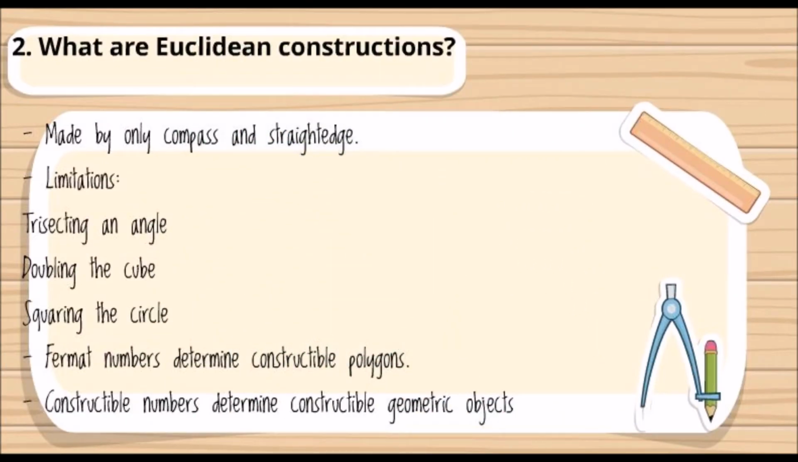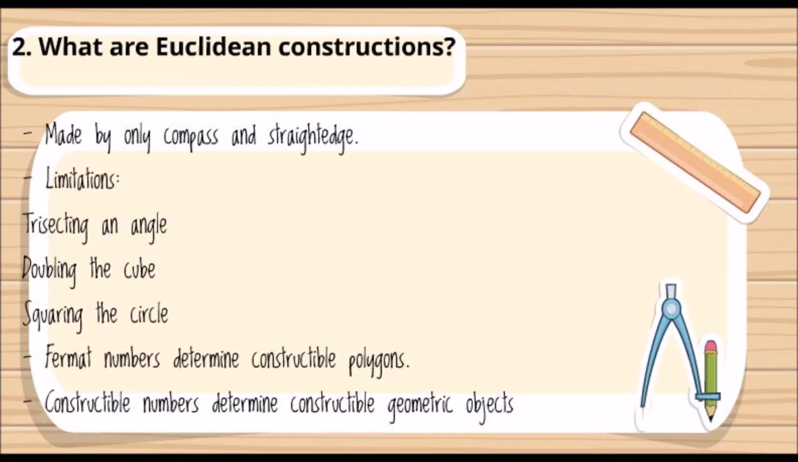The next question to be answered will be, what is Euclidean construction? These constructions were done using only compass and straight edge. A construction in geometry means to draw geometric objects such as lines, points, circles, and its combinations. Its combinations include intersecting lines, perpendicular lines, parallel lines, angle bisectors, midpoints, and bisectors of line segments. Fermat numbers help determine constructible polygons. Polygons with vertices that are Fermat numbers are considered constructible.